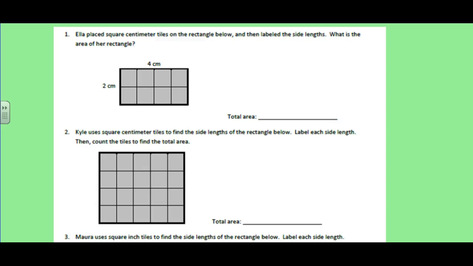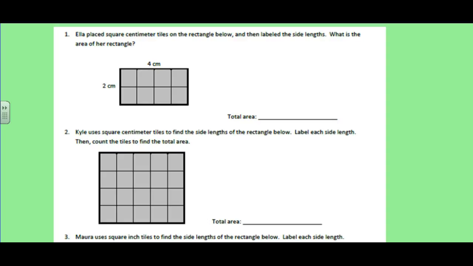Okay, so once again, we are not using the actual problem set paper for this, so you'll probably see where it says homework at the top of the page, but I liked this page better than the problem set page. So number 1 says Ella placed square centimeter tiles on the rectangle below and then labeled the side lengths. What is the area of her rectangle?